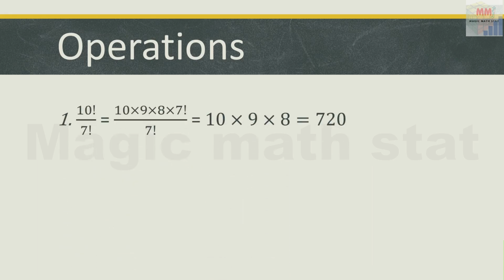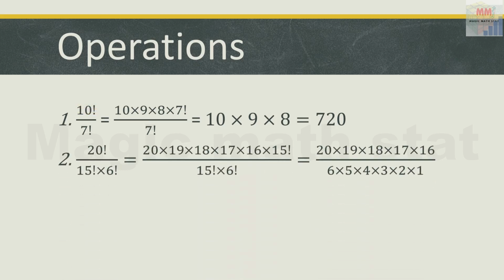Simplify 10 factorial divided by 7 factorial. First we break 10 factorial as before. So we have 10 times 9 times 8 times 7 factorial divided by 7 factorial. Then the 7 factorials cancel each other out and we are left with 10 times 9 times 8. That's nothing but 720.